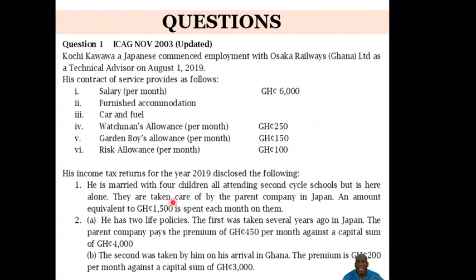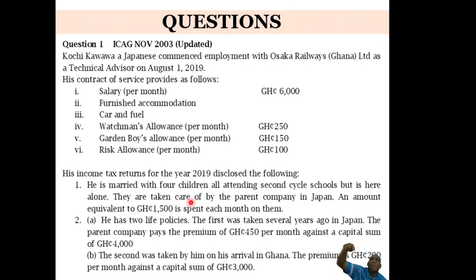They are taken care of by the parent company in Japan. You see, we learned that when they are taking care of your children and spending money on them, it will be a cash benefit. Remember, the amount is being spent on them in Japan. The question is, why should we add it to the income of Kochi in Ghana? Yes, it is by virtue of his employment in Ghana. That is why his children are being taken care of in Japan.